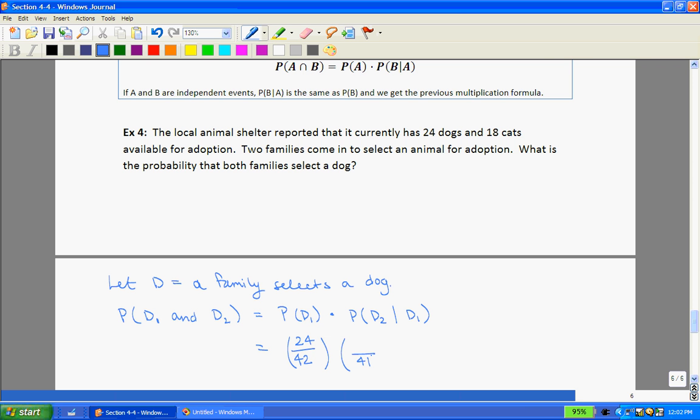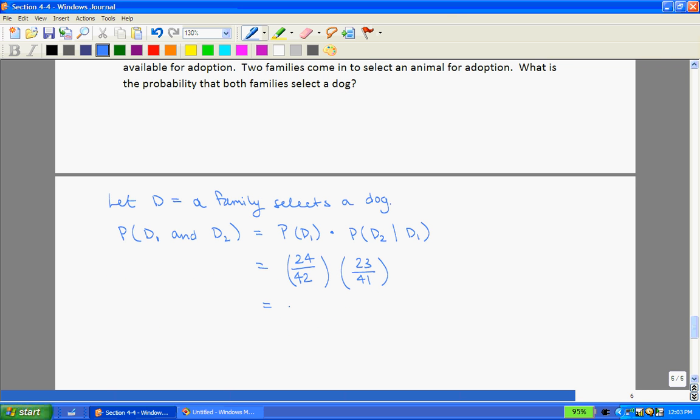And they're also interested in a dog, but there's one less dog to choose from, so there are 23. So 24 out of 42 for the first family, total of 42 animals, 24 of them are dogs. But for the second family, there's one less animal total to choose from, so that's where our 41 comes from. There's also one less dog to select from. Let's see what we get here.